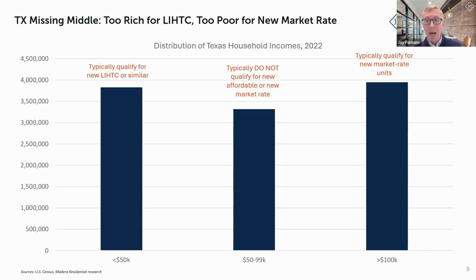And then on the far right, a lot of people don't realize this, even people in the industry: if you're going to be renting a brand new market rate apartment, even in a place like Texas, you're typically talking about a household income north of $100,000. Now, bear in mind, when we say household, that could be two roommates out of college making $60,000 each, but together that's a six-figure income household. And then in the middle, you have folks who are too rich for so-called affordable housing and too poor for brand new market rate housing. And so this is the missing middle.